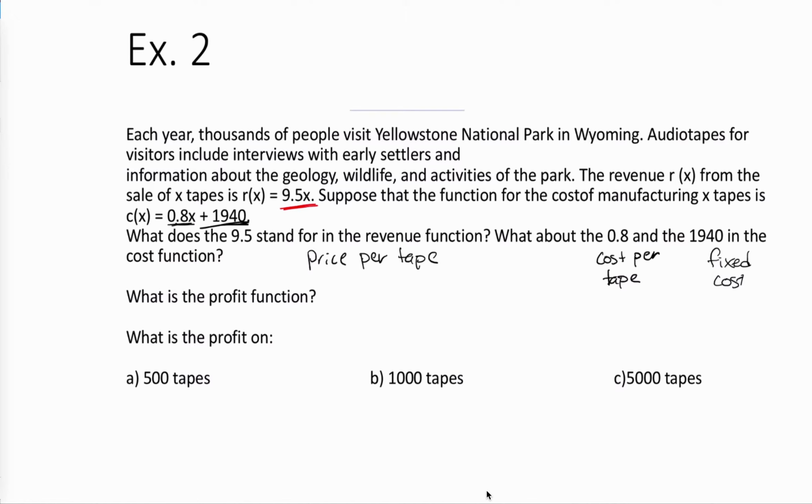The profit function is equal to the revenue minus the cost. Profit is what you have left over after you pay all of your costs. So this is the amount of money you make, and this is your cost, and your profit is the money left over.